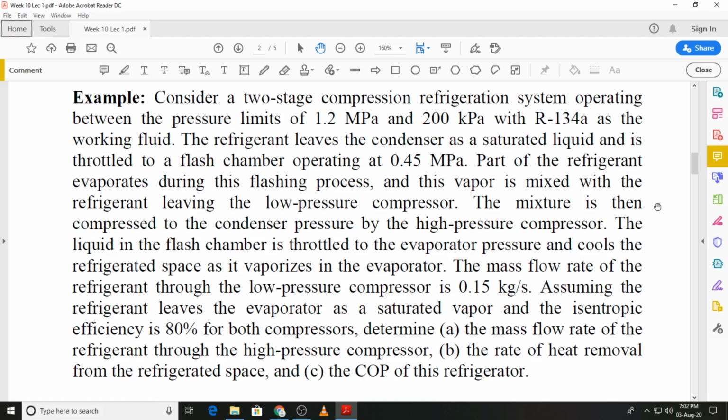The first thing that I will do is to show you a schematic of this arrangement. We are not given the schematic, so we can draw the schematic diagram ourselves, and that is the first thing that we will look at and see how the system works. After that we will move on to the solution by using the P-h diagram of the cycle.